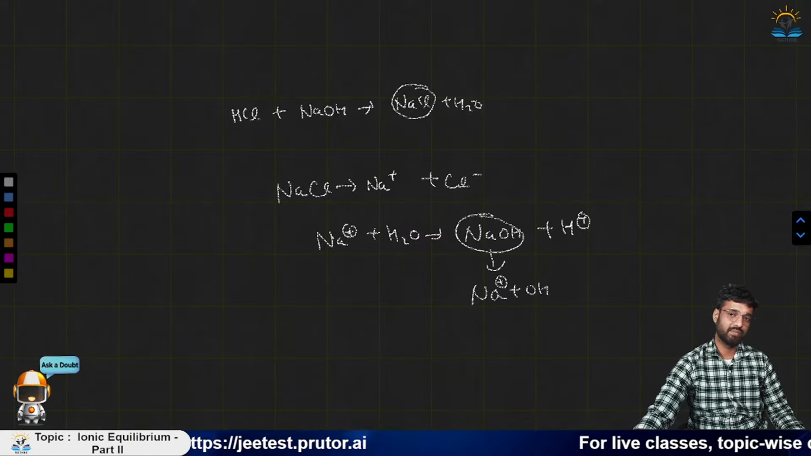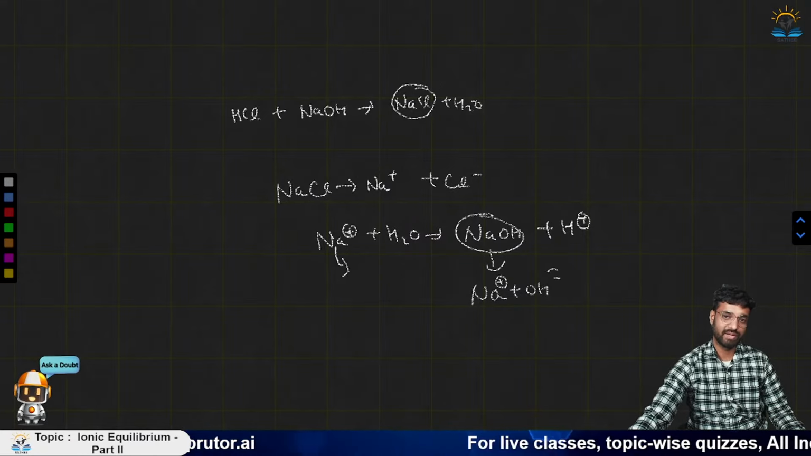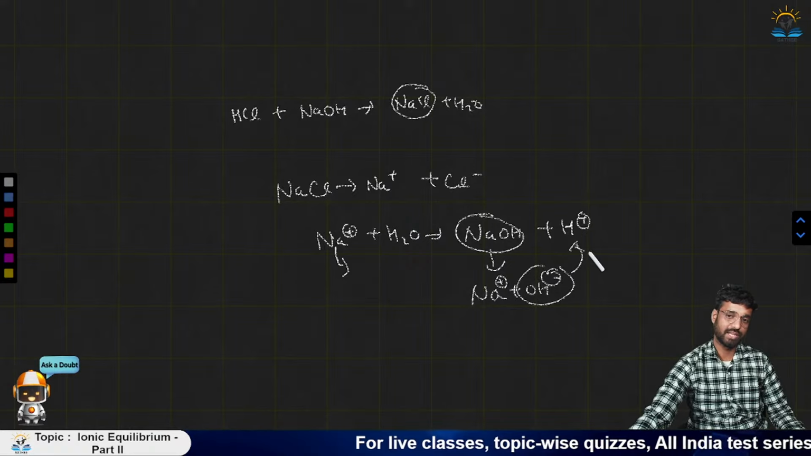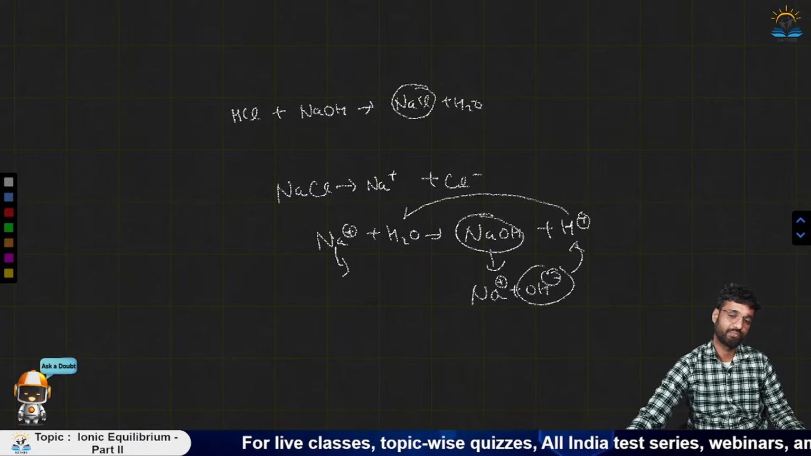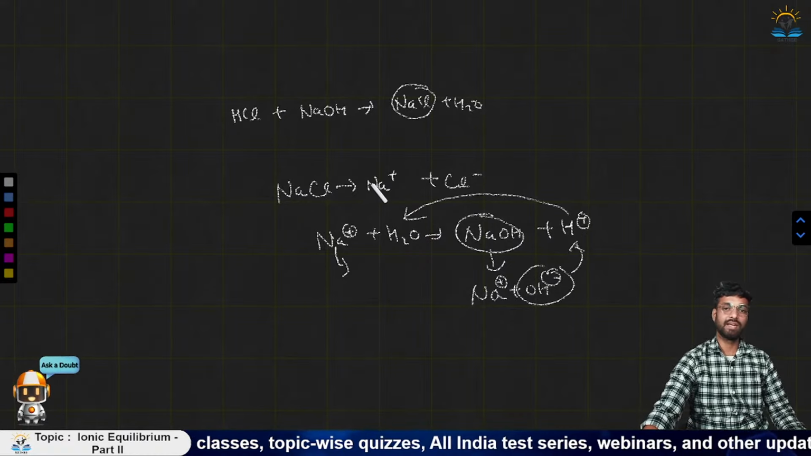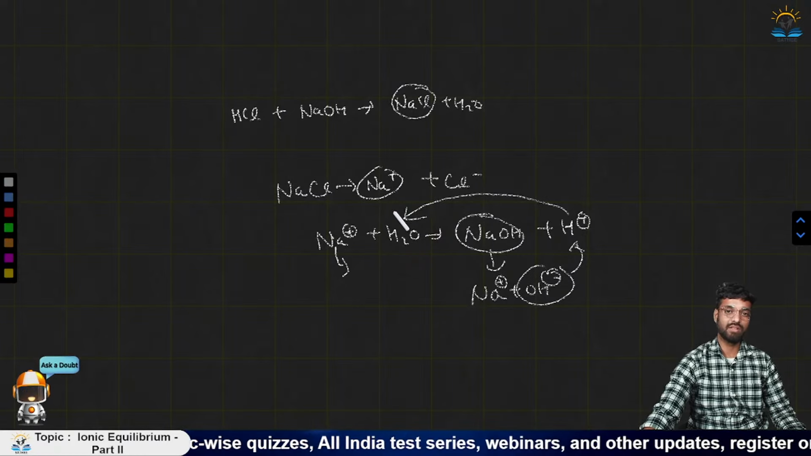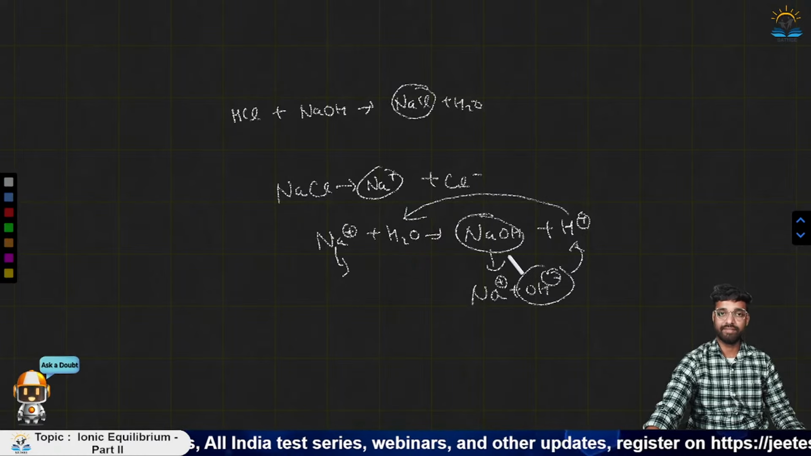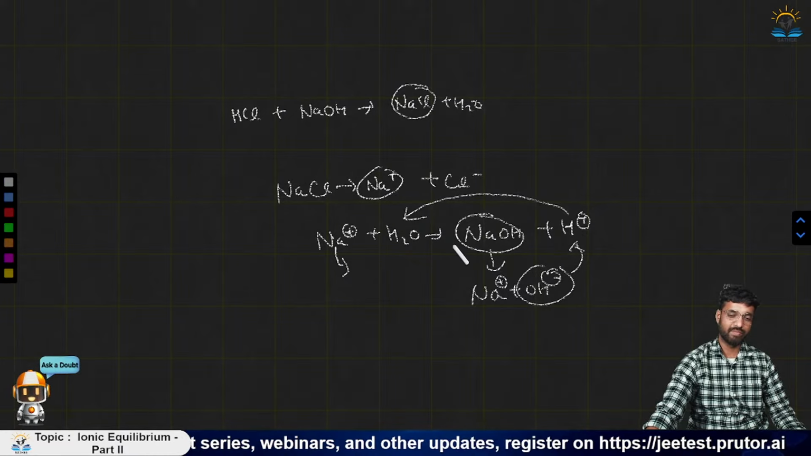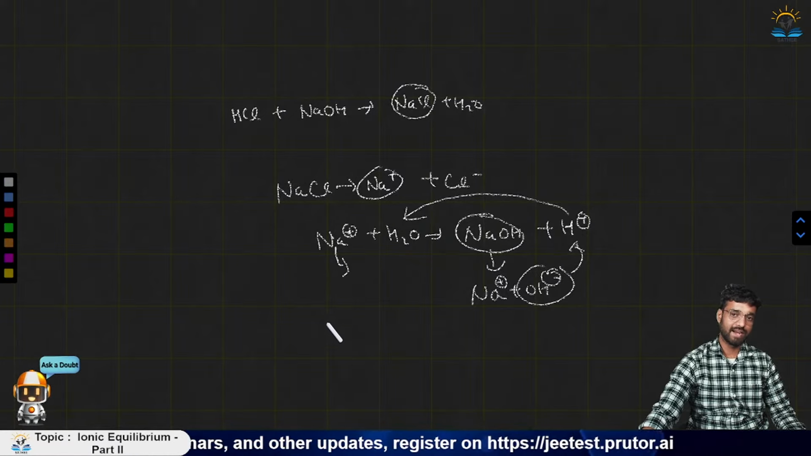Means we get this thing back, Na+ and OH-. The OH- that we get will react with H+, and we will get this H2O back. You can see here clearly that the hydrolysis of Na+ does not have any net effect. We get back the initial reaction that we have.